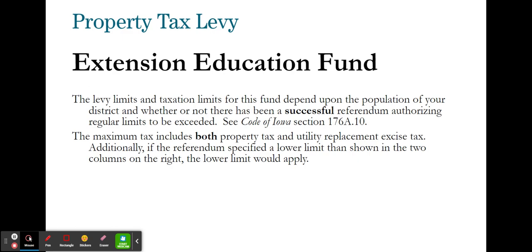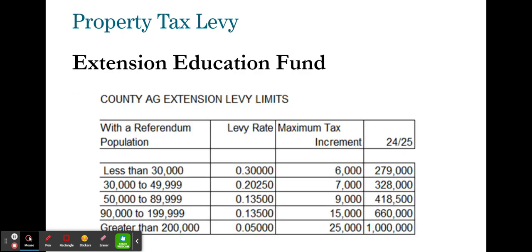for those levy limits. Keep in mind, the maximum tax includes both property tax and utility replacement excise tax. If the referendum itself specified a lower limit than what is shown on the next page, then of course that lower limit would apply, but I'm not aware of any cases of that in the state.